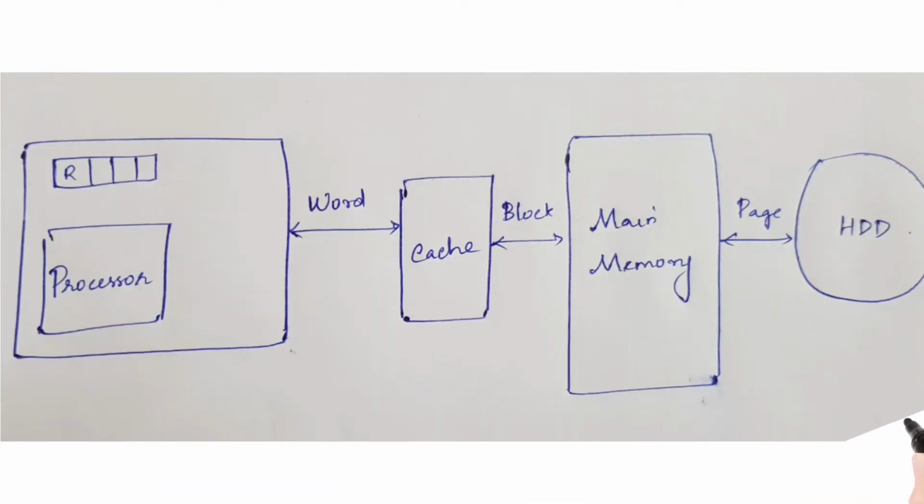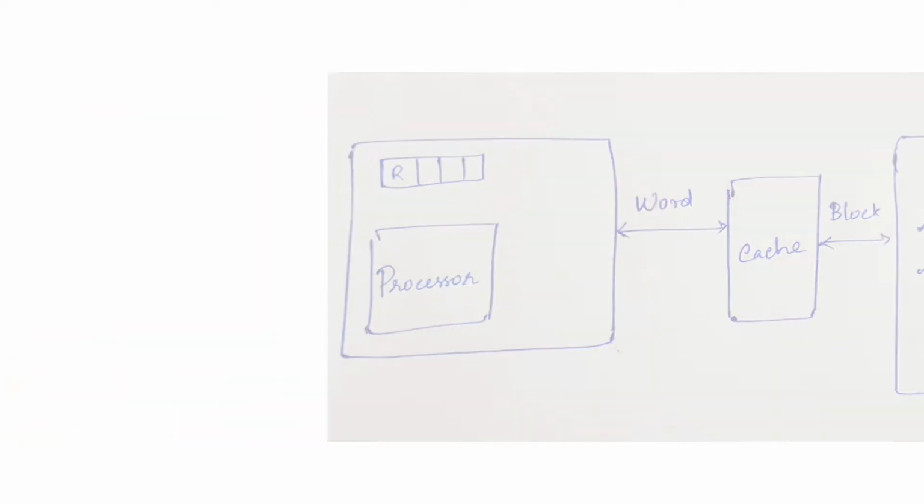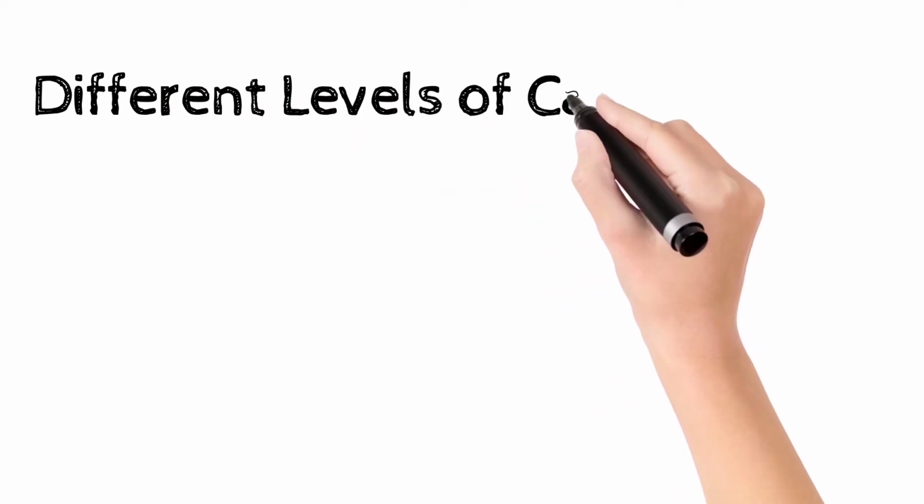Here in this diagram, between the processor and the cache, the transfer is in the form of words. A word is the smallest addressable unit in cache. Between the main memory and the cache, the transfer is in the form of blocks, and between the hard disk drive and main memory, it is pages.